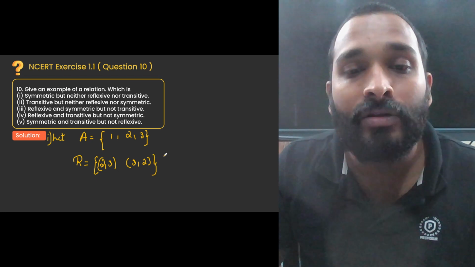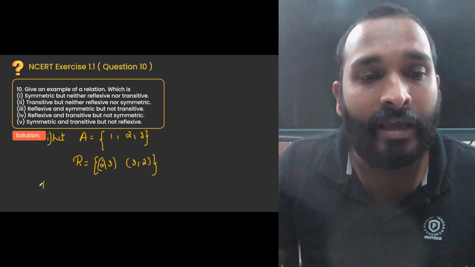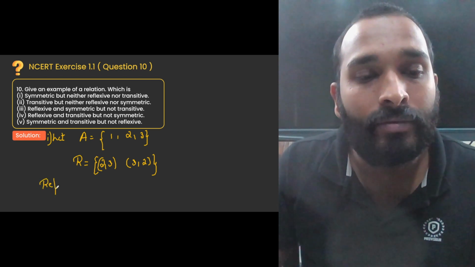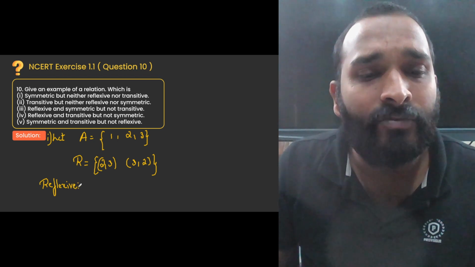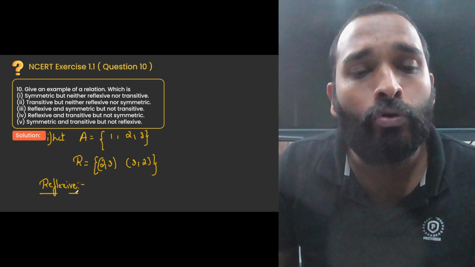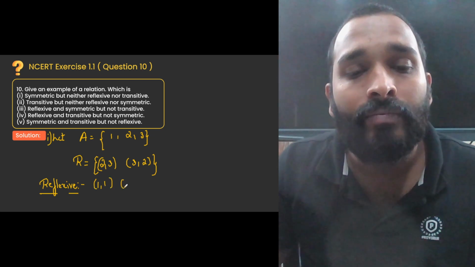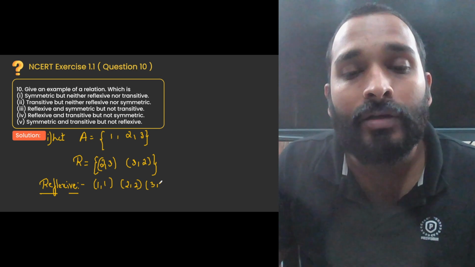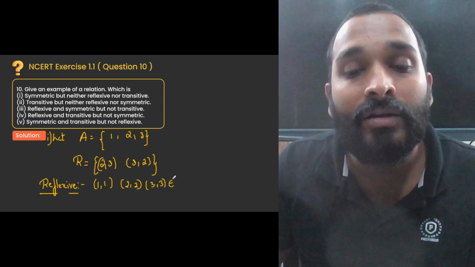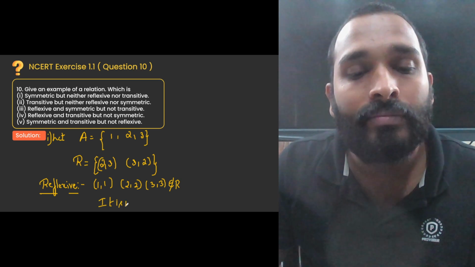Now see children, in this relation, first, if I'm checking whether it is reflexive, it will not be reflexive because you don't have (1, 1), (2, 2) and (3, 3). So (1, 1), (2, 2), (3, 3) do not belong to R, right children? So hence not reflexive.